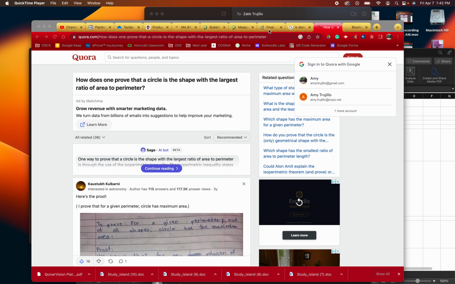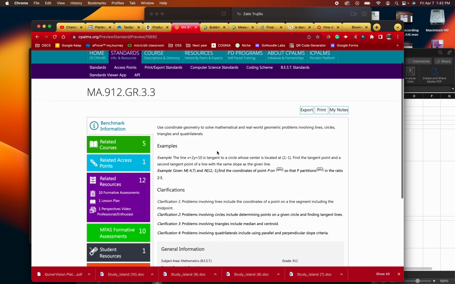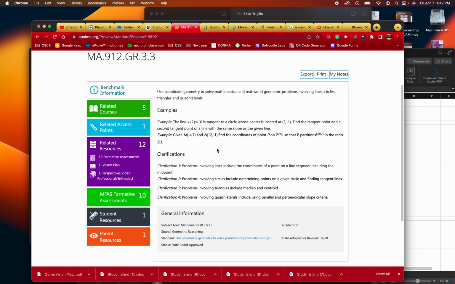The standards that we have is using coordinate geometry to solve mathematical and real-world geometric problems. So going with a circle one, I was thinking about this one. There was a post that I saw on social media about somebody blowing bubbles in their math classroom, and they had to prove which bubble was biggest. So they had to think about things. So I thought about maybe we could use that.